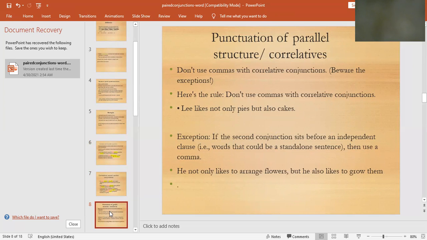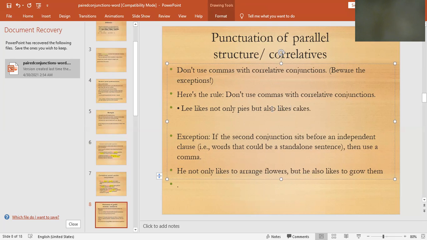Punctuation of parallel structure. Don't use a comma with correlative conjunctions, but beware of exceptions. There are some exceptions. Here is the rule. Don't use commas with correlative conjunctions. Lee likes not only pies, but also likes cakes. Okay, there's no comma in between.